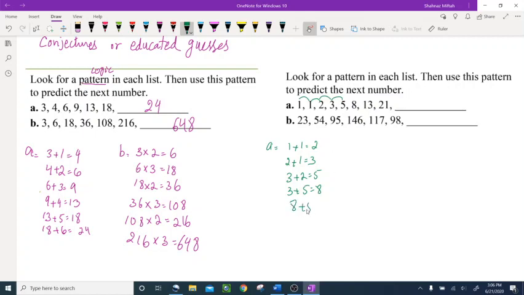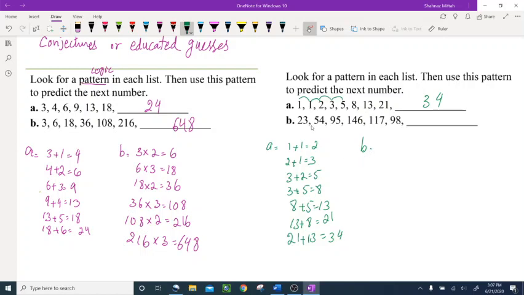8 plus 5 is going to give me 13. 13 plus 8 is going to give me 21. Then 21 plus 13 is going to give me 34. So this is 34.